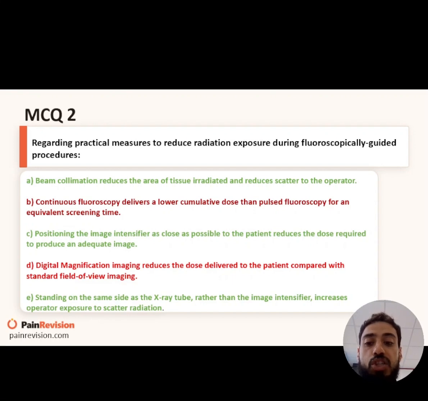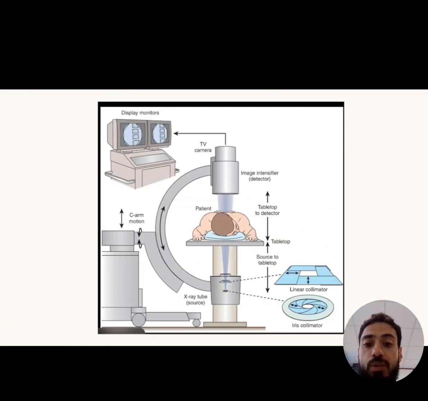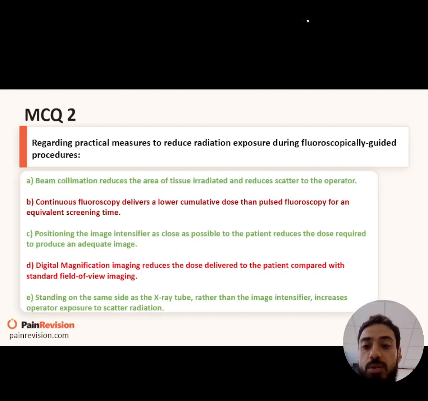For choice C, positioning the image intensifier close to the patient reduces the dose required to produce an adequate image. That is true, and that's because we've got basically the patient here, you've got a bit of an air gap and then the image intensifier. And so if you reduce this air gap, what tends to happen is that the image intensifier will receive a higher percentage of the X-ray beam. And because it's receiving a higher percentage, that can reduce the exposure. The system itself doesn't need as many X-ray photons in order to produce a good image. So that answer is going to be true.